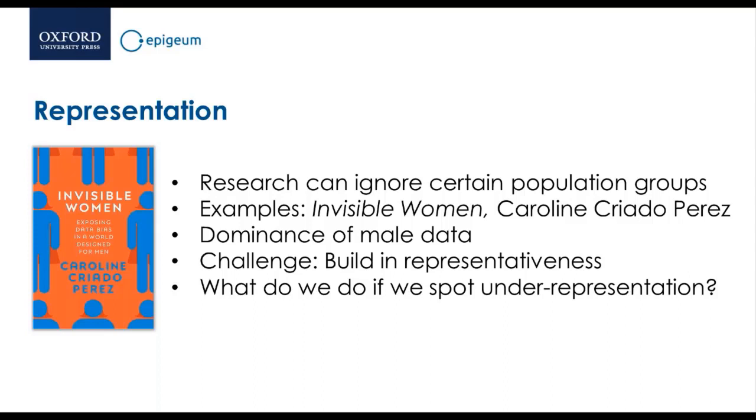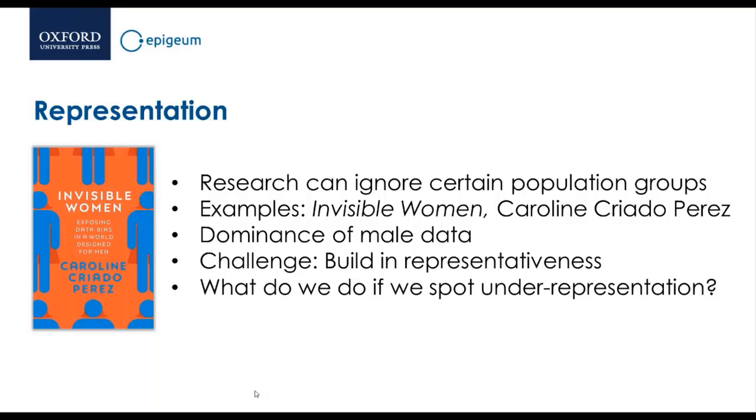How do we ensure that our research builds in representativeness, if that's what we should be doing, and we don't neglect key societal groups? And what do we do if we spot underrepresentation in our data set? And how do we design our research to be more inclusive? Particularly in social science research, there's an issue around generalizability of data to a wider population. And I think one of the questions that I want to raise here is, what are we saying about that wider population if we're not building in representativeness into our research design and into the social science research that we're doing? So some key questions there.